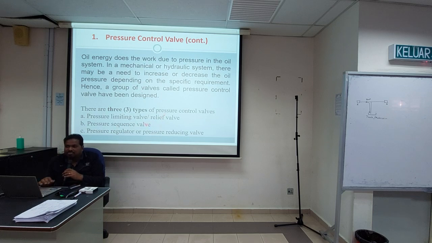Pressure sequence valve dia macam sensor, pressure sensor. So if this particular pressure is achieved, baru dia akan on some sequence, baru dia akan on ataupun off, whatever lah. Then pressure regulator, dia akan cap that particular pressure. Yang lain tu dia tak akan accept.